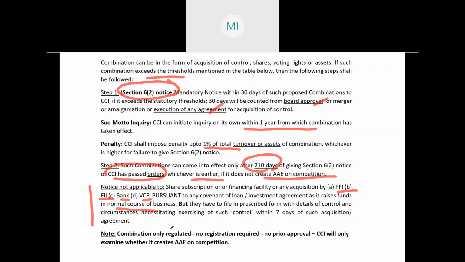So remember, combination is only regulated. There is no registration, no prior approval. You have to just submit this 6.2 notice, wait for 210 days, and see whether any order is passed. If no order is passed, it's a deemed approval.